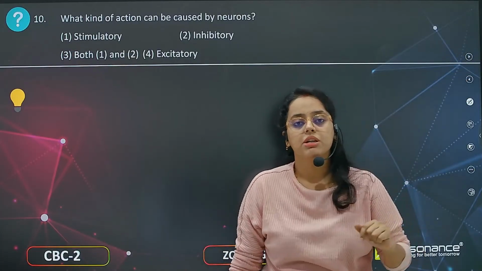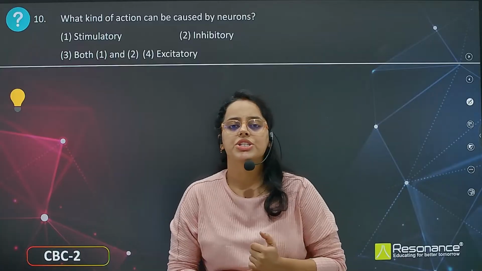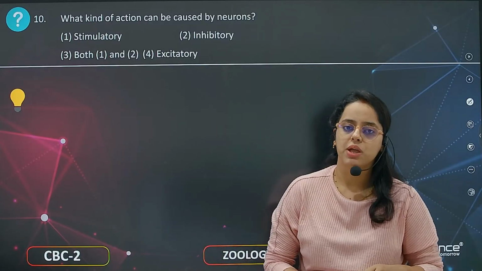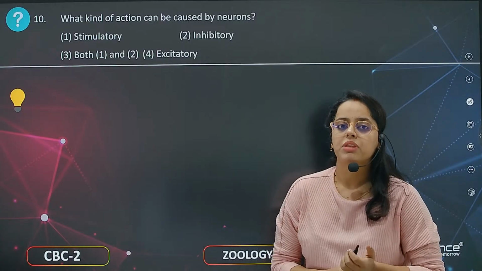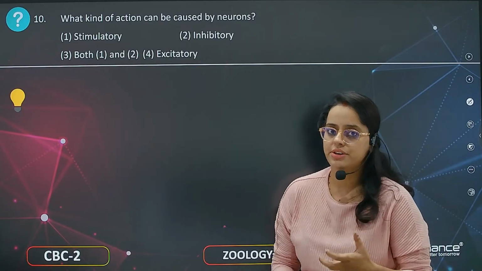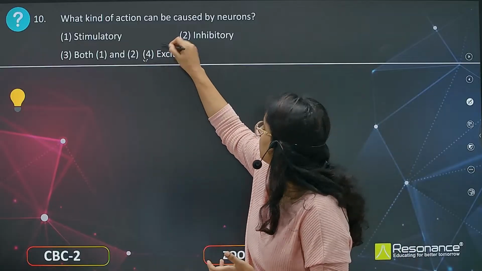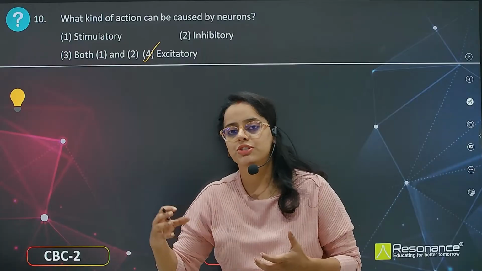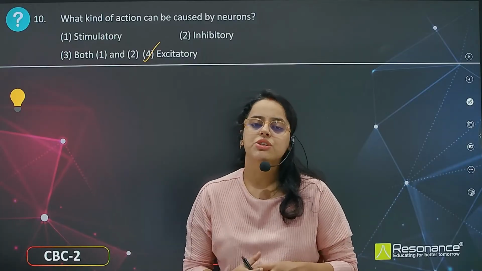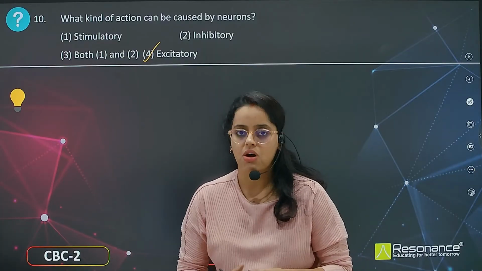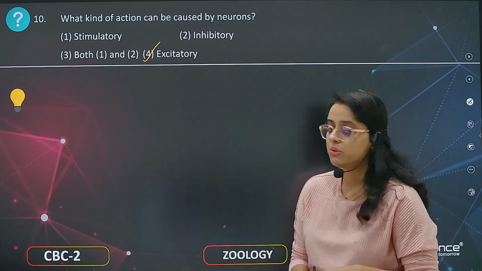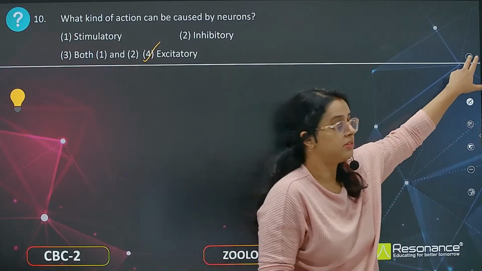Now coming to the question: what kind of action can be caused by neurons? Stimulatory, inhibitory, 1 and 2, or excitatory. If you see, the neurons cause excitatory function, right? They get excited with the help of a stimulus and they carry the stimulus to the brain. So the action of the neurons is excitatory, not stimulatory or inhibitory. So the answer is going to be the fourth one over here.